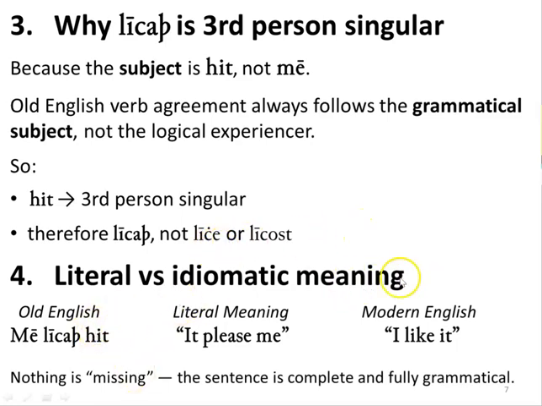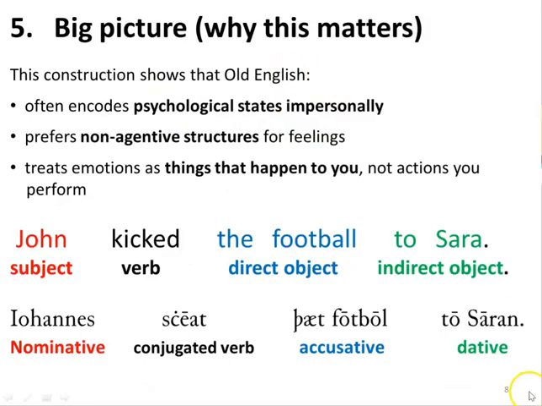Literal versus idiomatic meaning. So Old English "mē līcaþ hit," it pleases me, or in modern English, I like it. Nothing is missing. The sentence is complete and fully grammatical. It's just that the verb has to agree with the subject, not with the dative. So this construction shows that Old English often encodes psychological states impersonally. That's why it looks funny to us. It prefers non-agentive structures, so passive structures for feelings. It treats emotions as things that happen to you, not actions you perform.